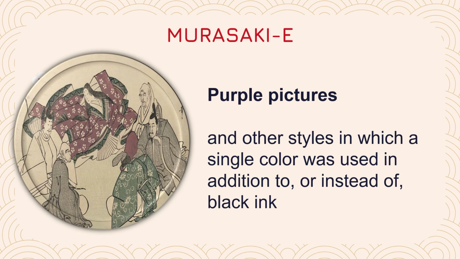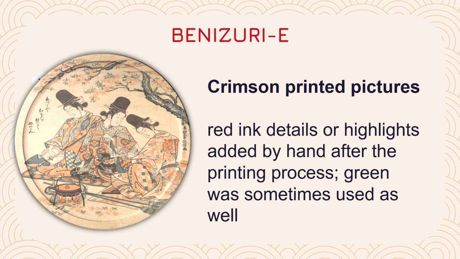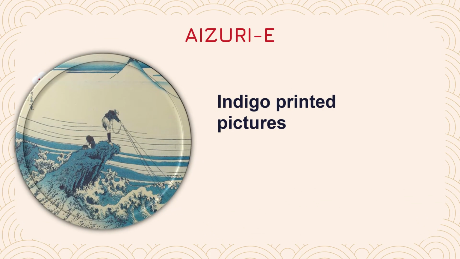Murasaki, or the purple pictures, and other styles in which a single color was used in addition to, or instead of, black ink. Benizuri, or the crimson printed pictures, uses red ink, with details or highlights added by hand after the printing process. Green was sometimes used as well. Aizuri is the indigo printed pictures.